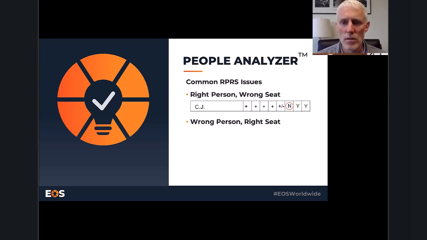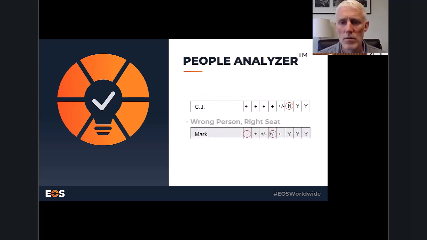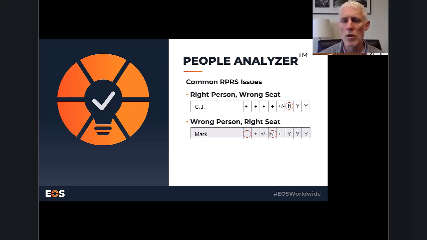The next one is the wrong person in the right seat. So I made Mark, my VP of sales or sales manager, for a reason. This is where you're often going to find this, right? This is the superstar. This is the one that's scoring lots of touchdowns, or in the sales sense, always bringing in a big book of business, but just doesn't live our core values.